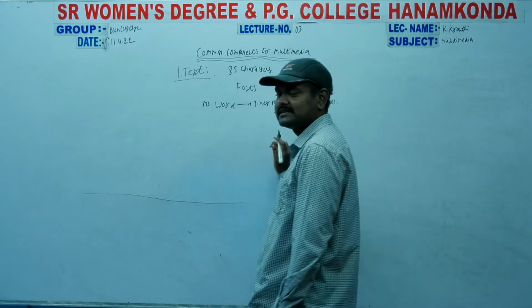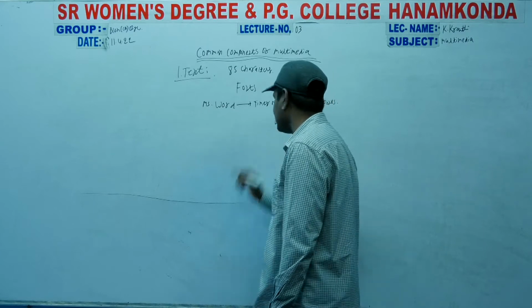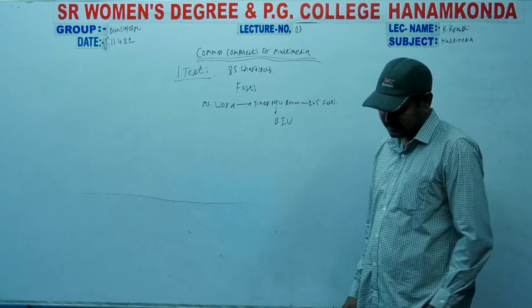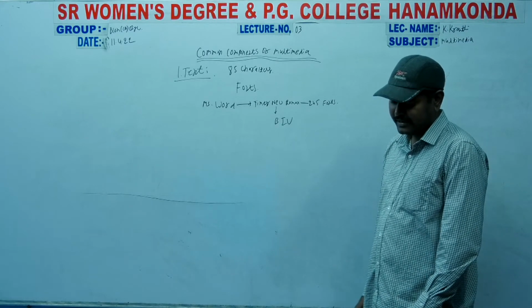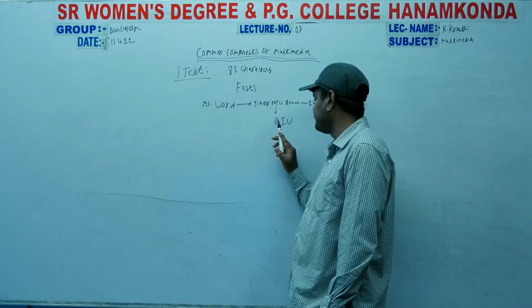Next, font styles are there. So what is the font style? We can call font styles BIU. So BIU comes to the bitmap image.